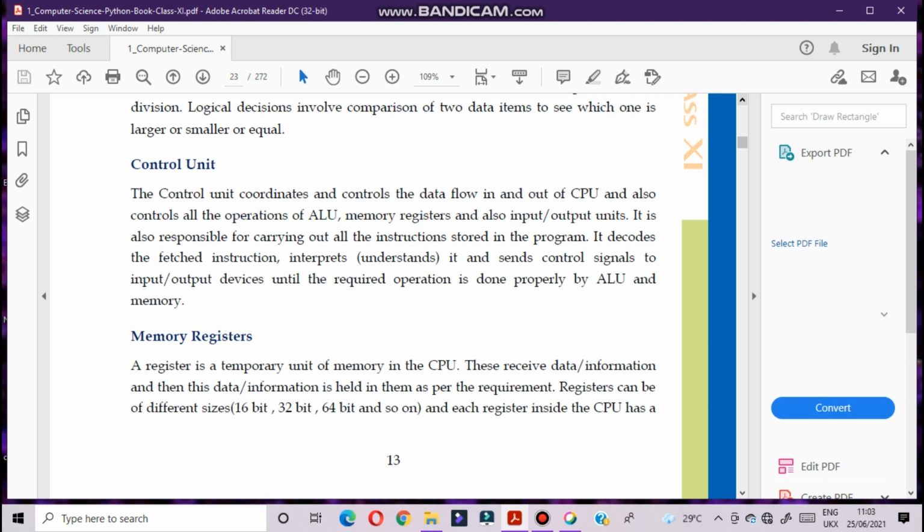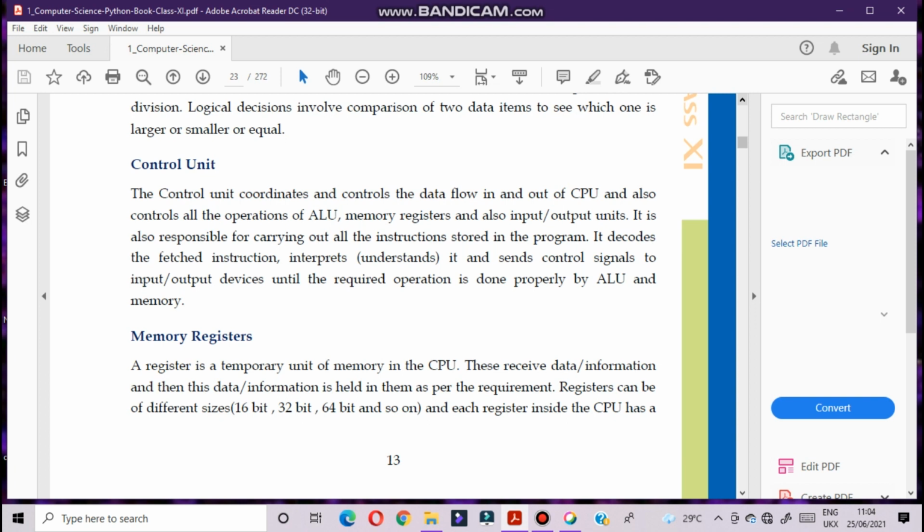These receive data or information. Then this data or information is held in them as per the requirement. When it is required, at that time it will store. Otherwise it will not store the data or instructions. Registers can be of different sizes: 16-bit, 32-bit, 64-bit and so on.